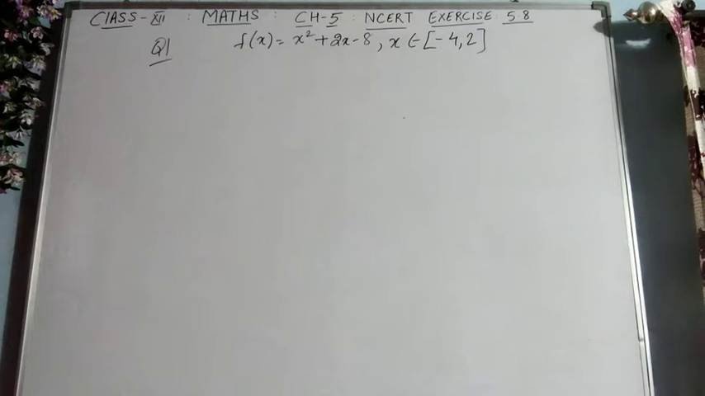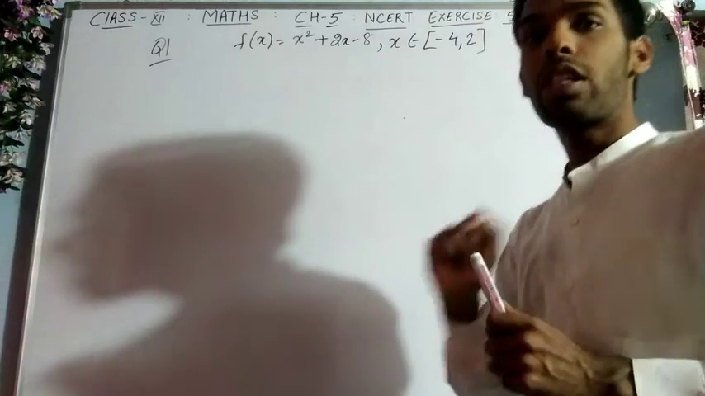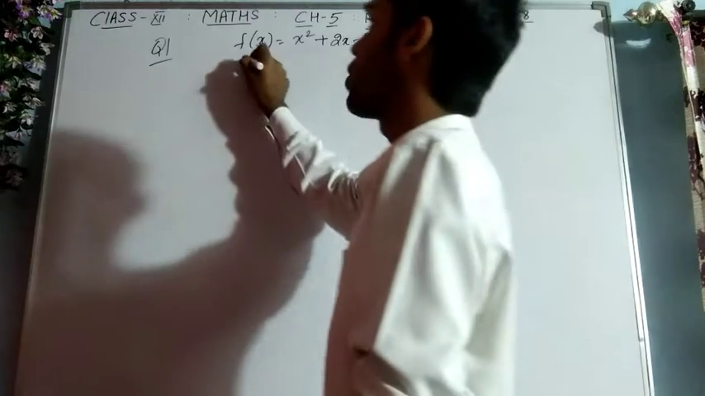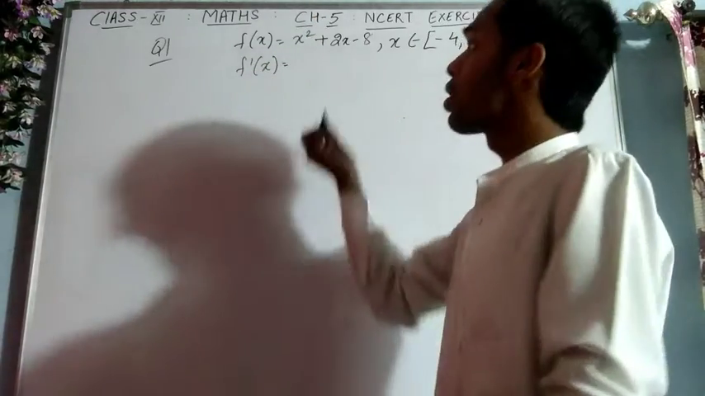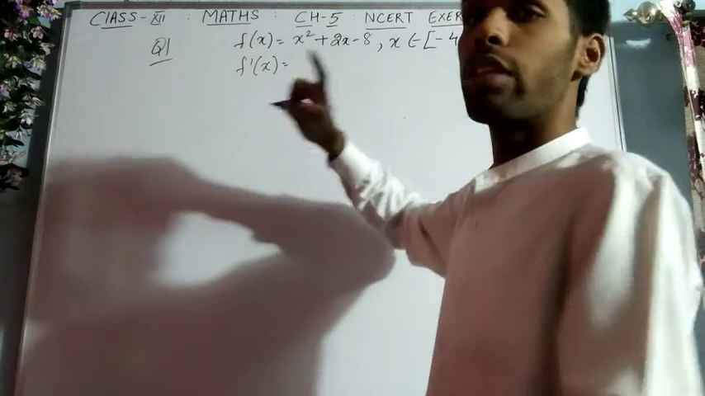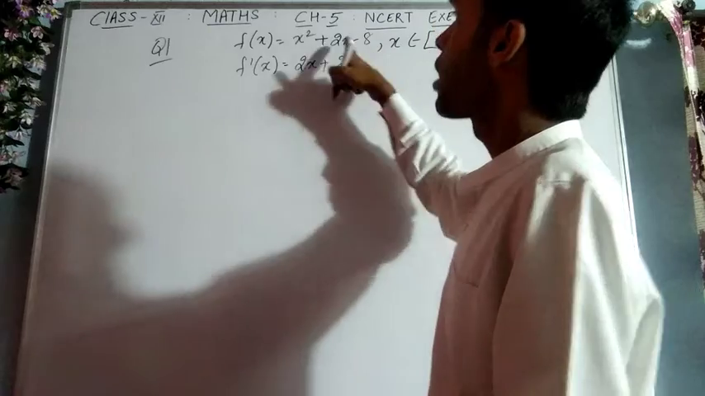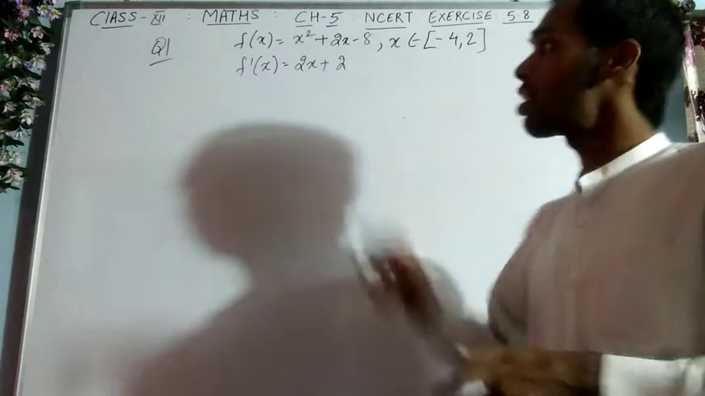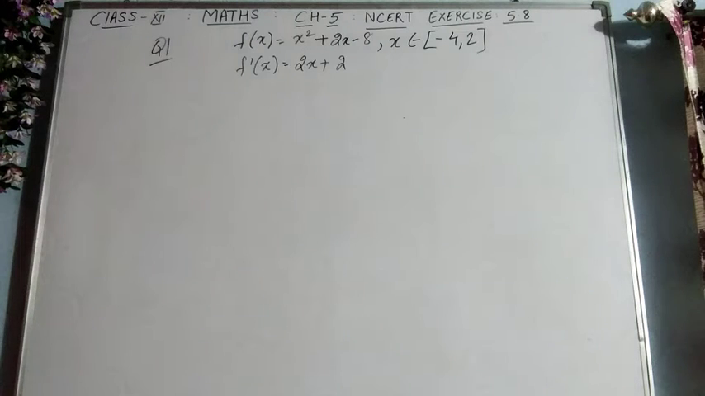As you all know, we have just written the statement of Rolle's theorem. f of x is given to you. First of all, the first step you have to do in this is find out f dash x, as the name of the chapter is also derivatives, differentiability. Write down f dash x. The differentiation of x square is 2x, plus 2 as it is, the differentiation of x is 1. So f dash x is equal to 2x plus 2.